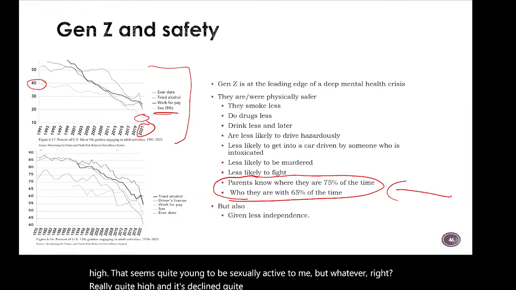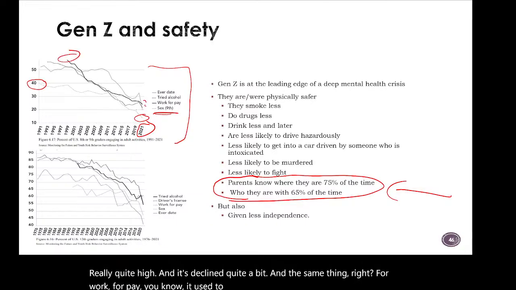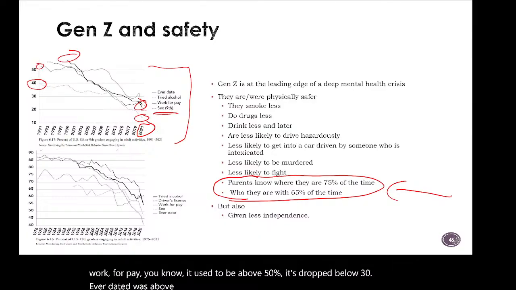And the same thing for work for pay. It used to be above 50%. It's dropped below 30. Ever dated was above 50%, and again, it's dropped to about 20% by 2021. All of those things are declining.